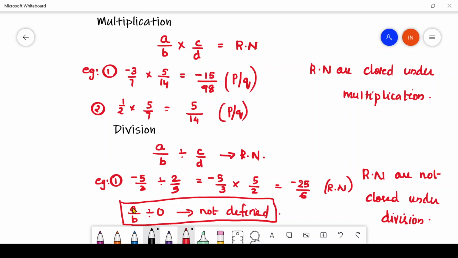So as a conclusion, we can say that addition, subtraction, and multiplication are satisfied, right? That means rational numbers are closed under addition, subtraction, and multiplication, and they are not closed under division. I hope it is very much clear.